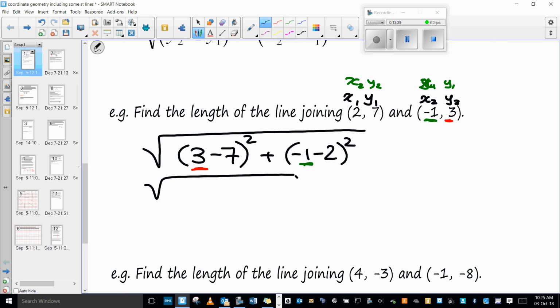3 subtract 7 is -4. And we have to square that. Plus, -1 take away 2 is -3. Now, I've kept mine in brackets. Really, really important that you don't make mistakes here.